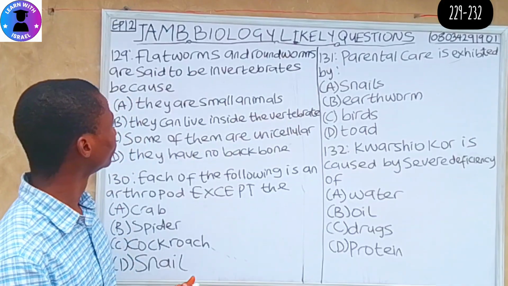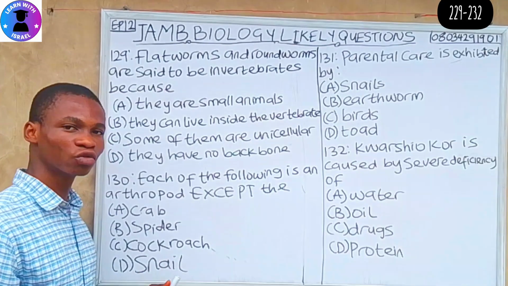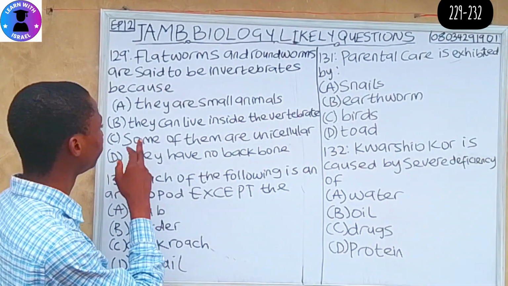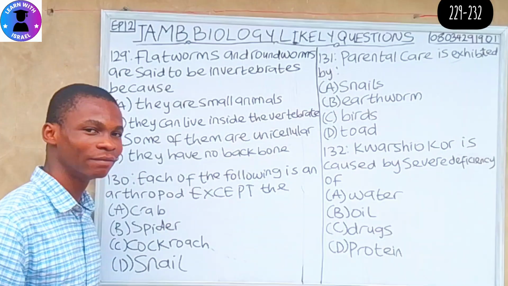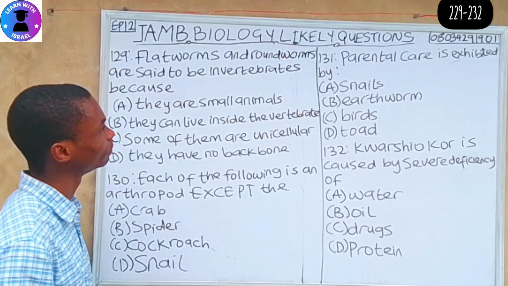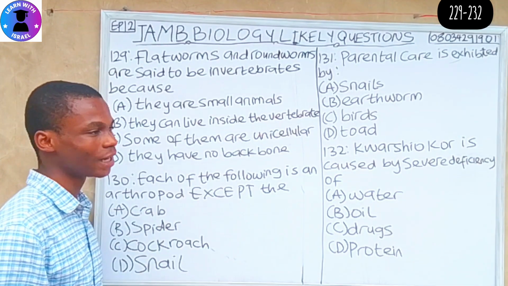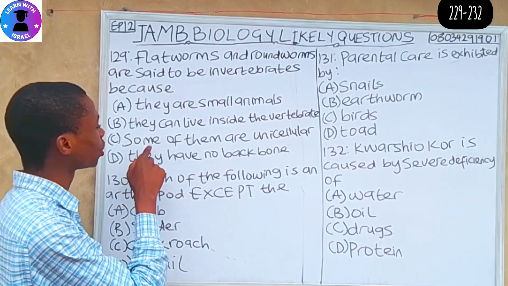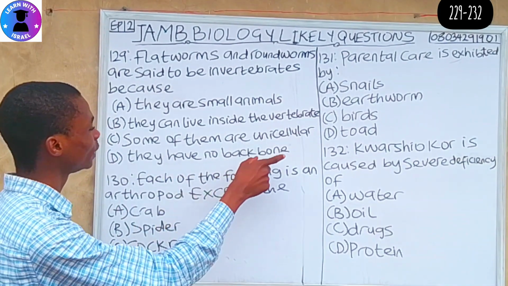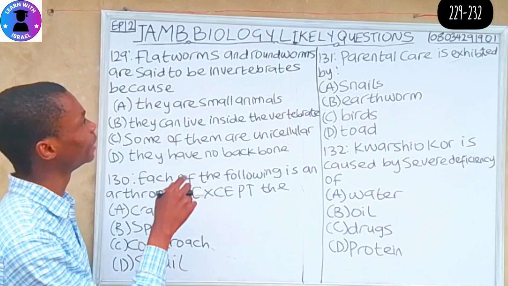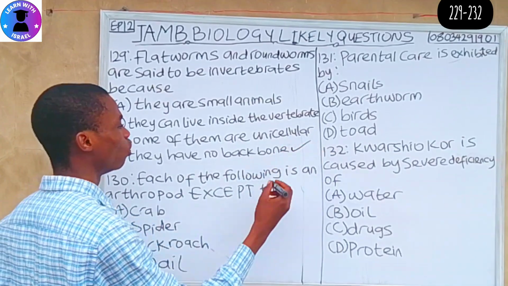So let's check the options. It says flatworms and roundworms are said to be invertebrate because they are small animals. No. Vertebrates too have small animals. Option B, they can live inside the vertebrate. No. An organism can't live inside another organism. Option C, some of them are unicellular. No. Option D, they have no backbone. Yes, that's what I'm trying to explain to you. Flatworms and roundworms are said to be invertebrate because they have no backbone.